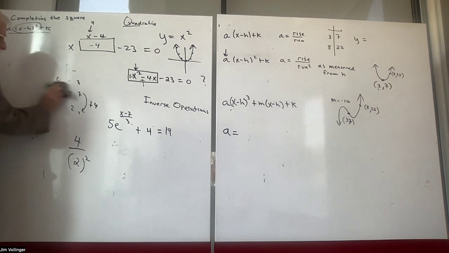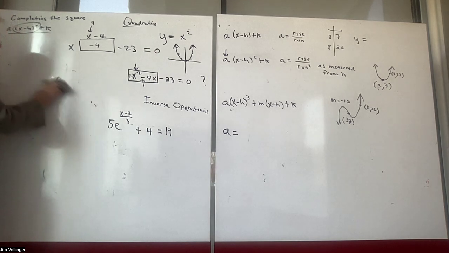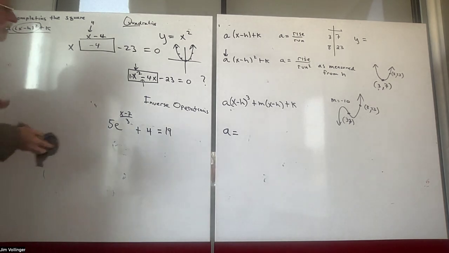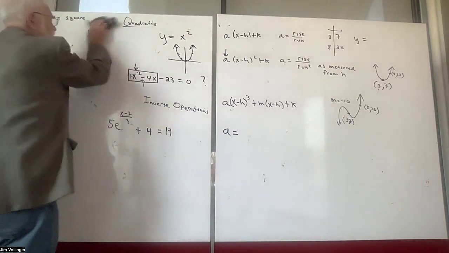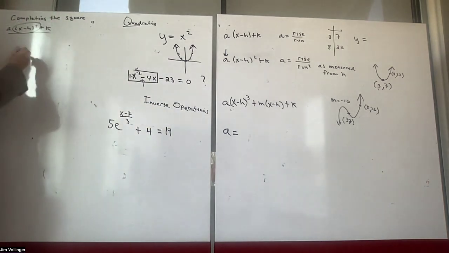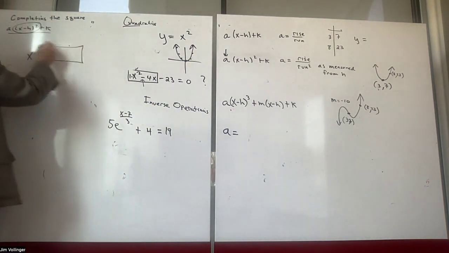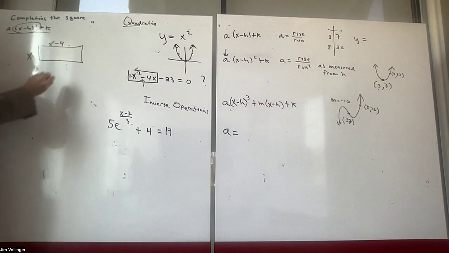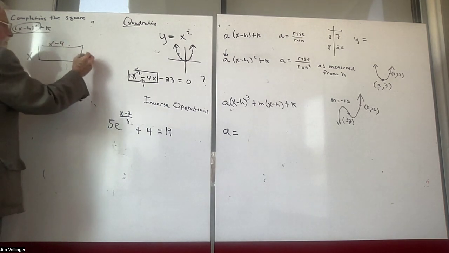All right, but let's continue on with this notion of completing the square, because why does that help us? Why does it help us to reshape? Oh, I never did reshape it yet, did I? Okay, so (x minus 4) minus 23.